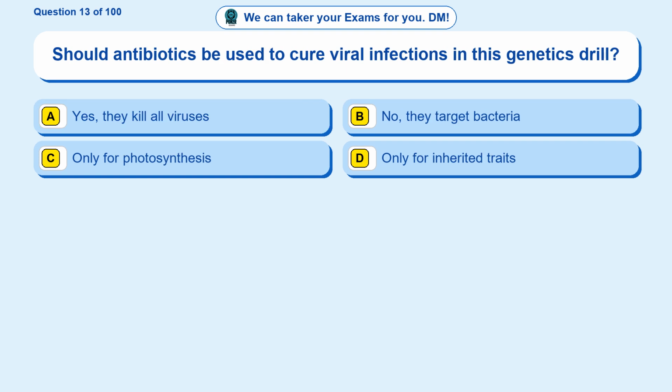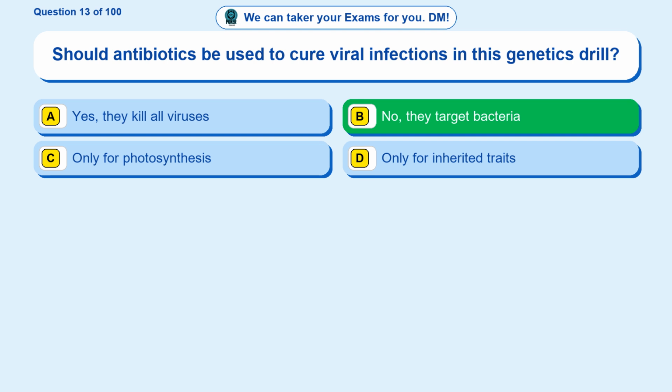Question 13. Should antibiotics be used to cure viral infections in this genetics drill? Option A. Yes, they kill all viruses. Option B. No, they target bacteria. Option C. Only for photosynthesis. Option D. Only for inherited traits.